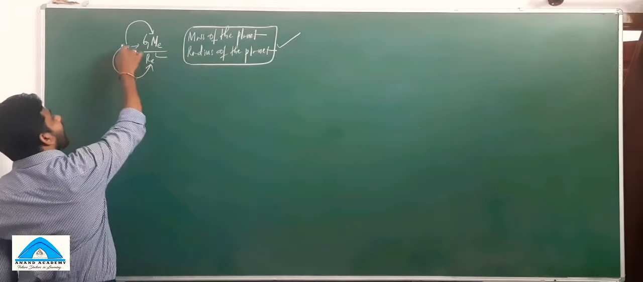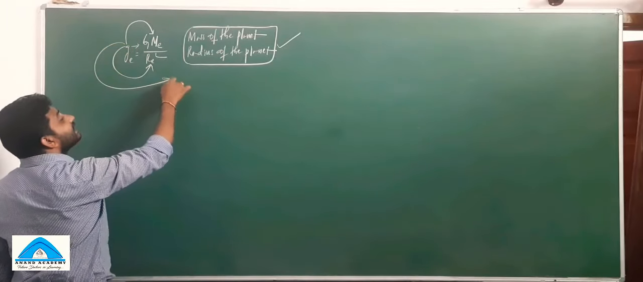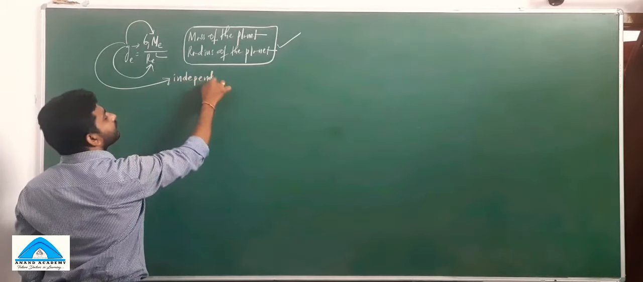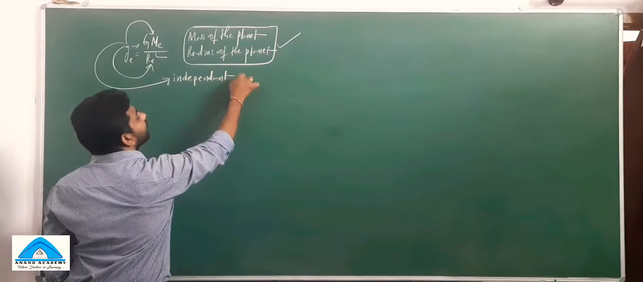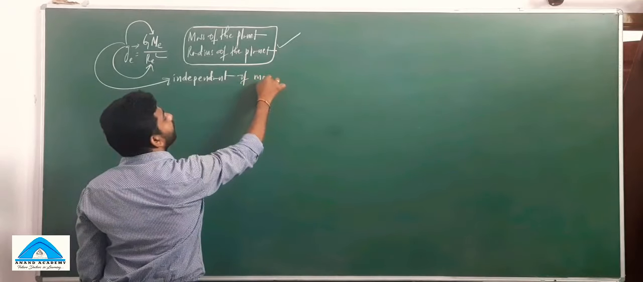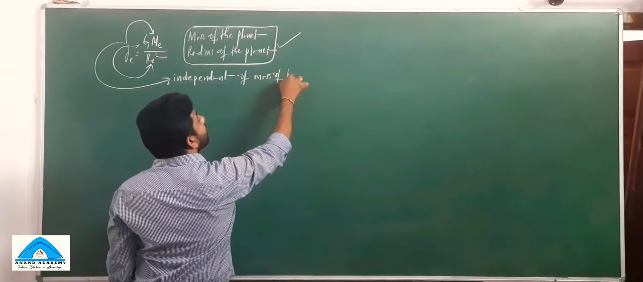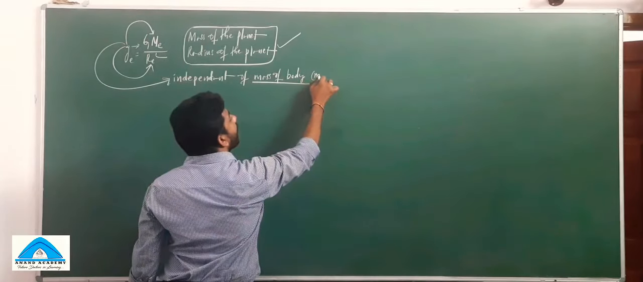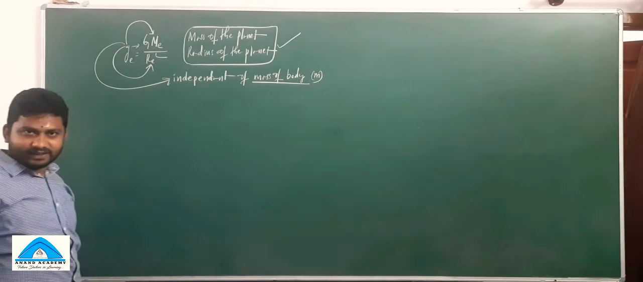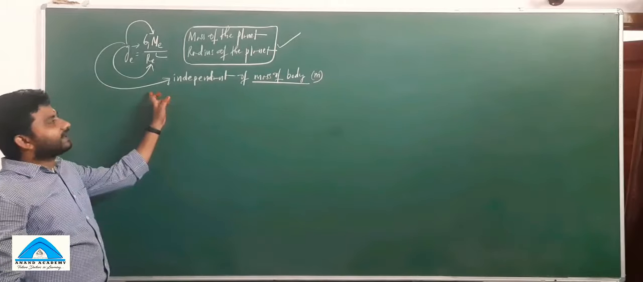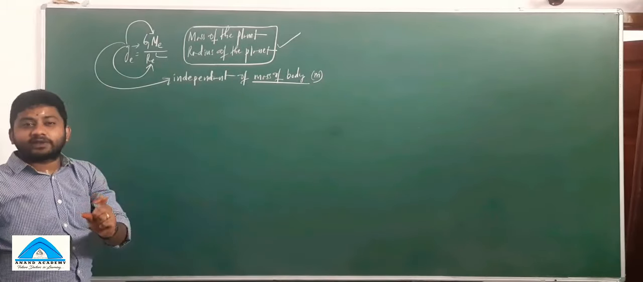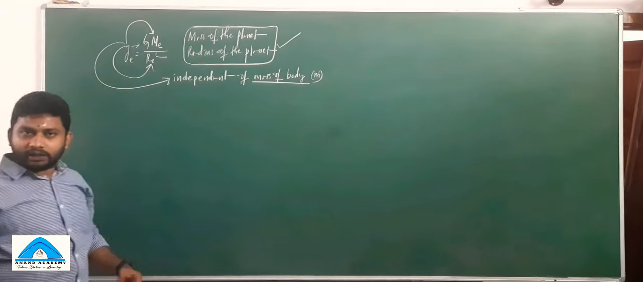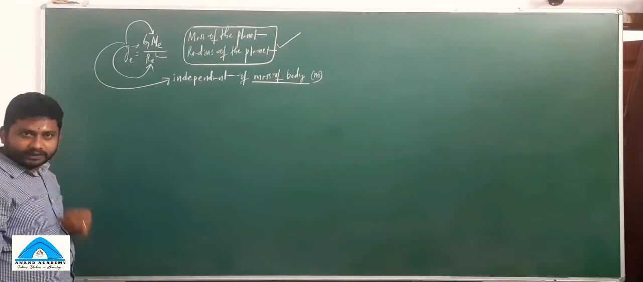Now, this is the most important part of this session: acceleration due to gravity is independent of the mass of the body. Independent of what? The mass of the body. That means small m. Remember this. Acceleration due to gravity is independent of the mass of the body. It only depends on the mass of the planet. Okay. Now look at the interesting part here.